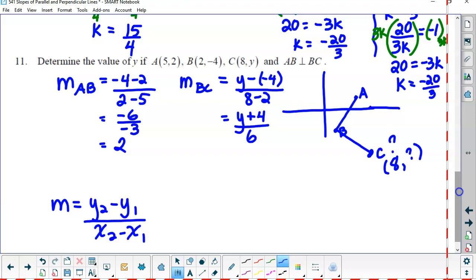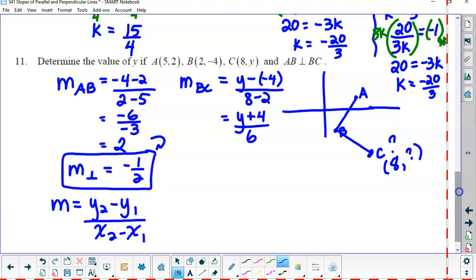Now, it says they have to be perpendicular. So remember, look for the slope that you do know. This slope of AB, if I want a slope perpendicular to it, then it's got to be the negative reciprocal. So slope perpendicular will be negative 1/2. I use that little symbol to remind myself that's perpendicular.